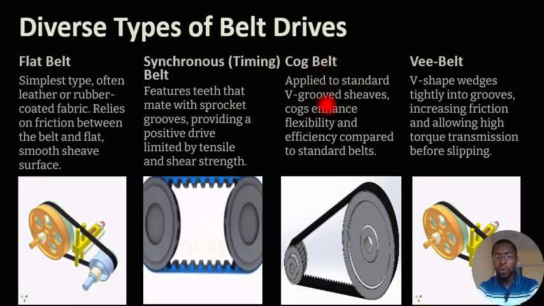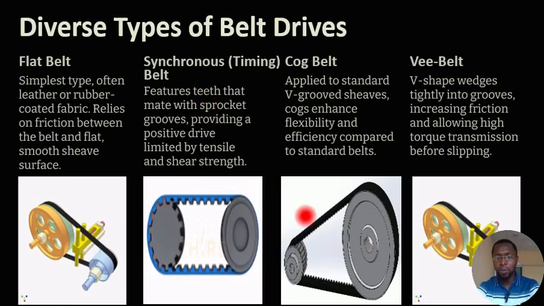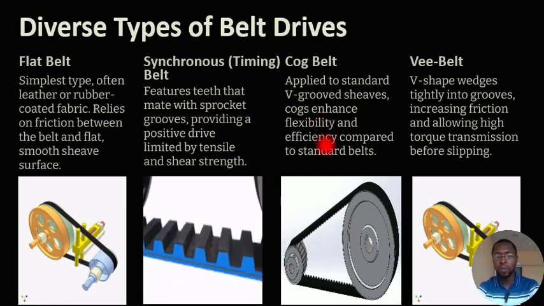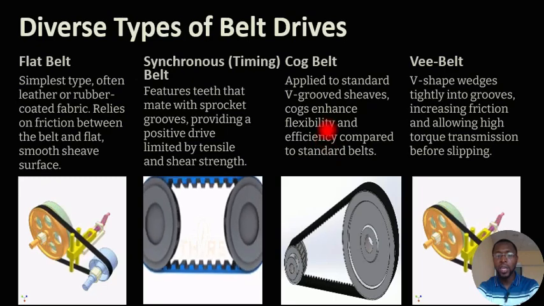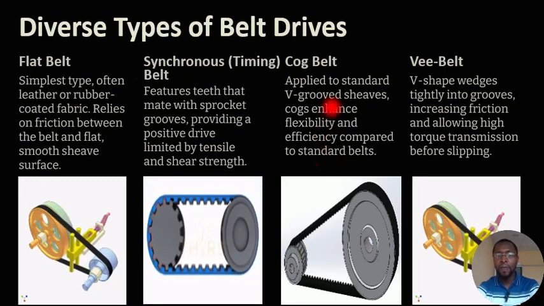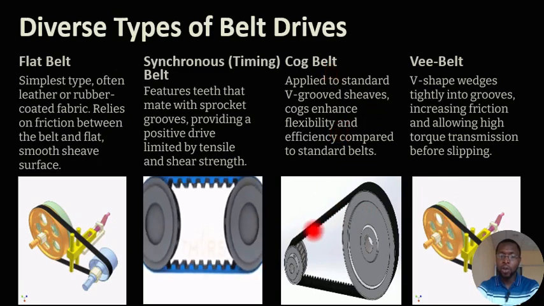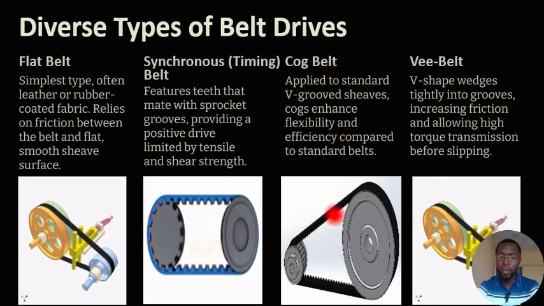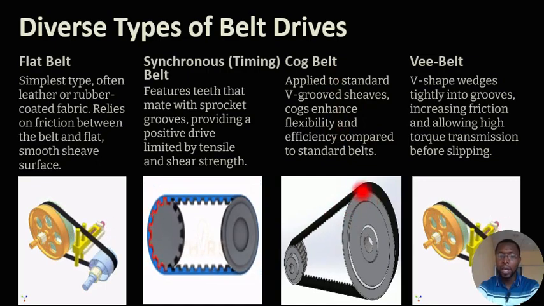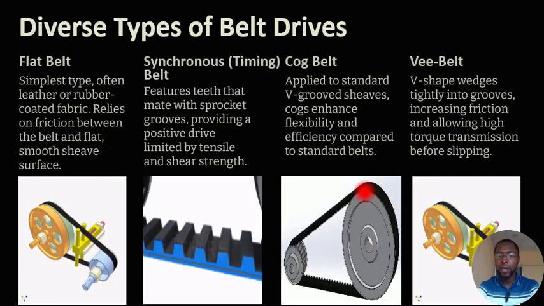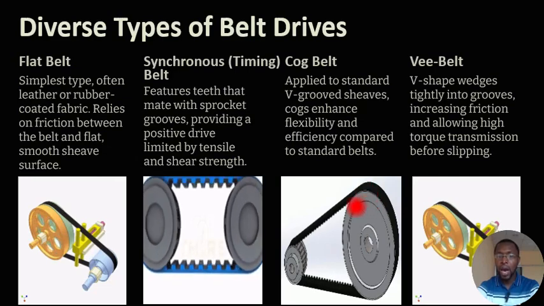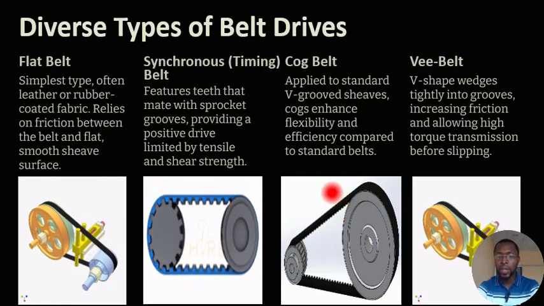The cogged belt is just like the synchronous belt because it also has teeth. The only difference is that it is more flexible and efficient. That's one. Second thing is that it's usually applied to a V groove shaft. Okay, so whenever the grooves are in the form of a V shape, that's when you make use of the cogged belt. You see now, this is a cogged belt because one, it has teeth that help in gripping the groove of the sheath, and also number two, it is efficient and flexible compared to the standard belt like the flat belt.